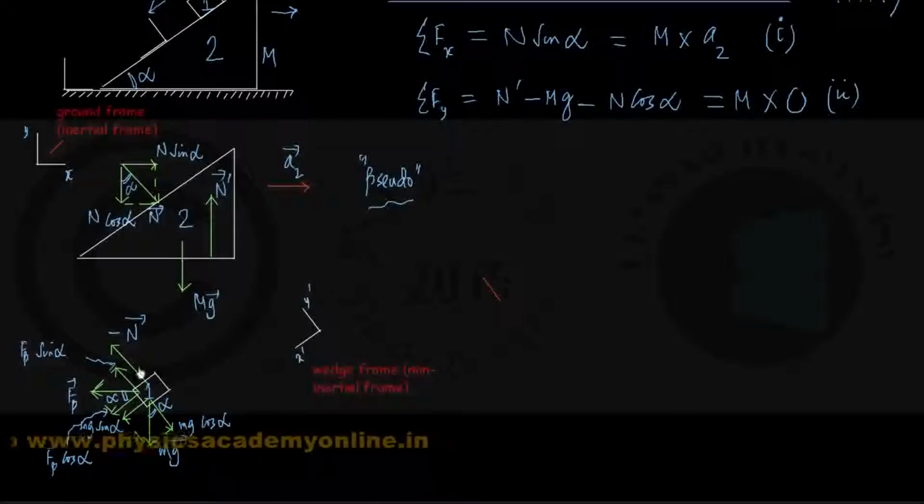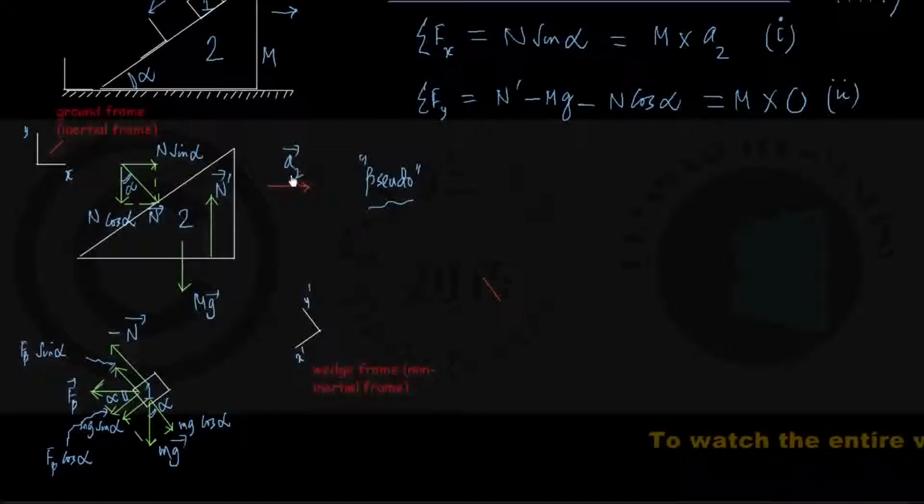Here I want to remind you that the pseudo force Fp is given in magnitude by the mass of block 1 and acceleration of the wedge, that is A2 here. The direction of the pseudo force, of course, is to the left, that is opposite to this acceleration direction A2. So I'll just make use of that here.